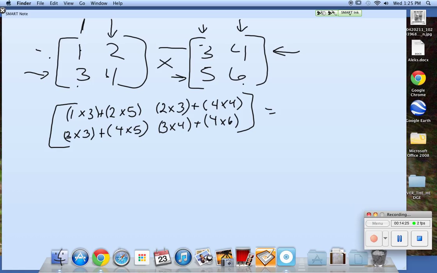3 plus 10 is 13. 6 plus 16 is 22. 9 plus 20 is 29. And 12 plus 24 is 36. That would be your answer to multiplying those matrices out. It is tough, isn't it? Why do you think I'm having a hard time with this?